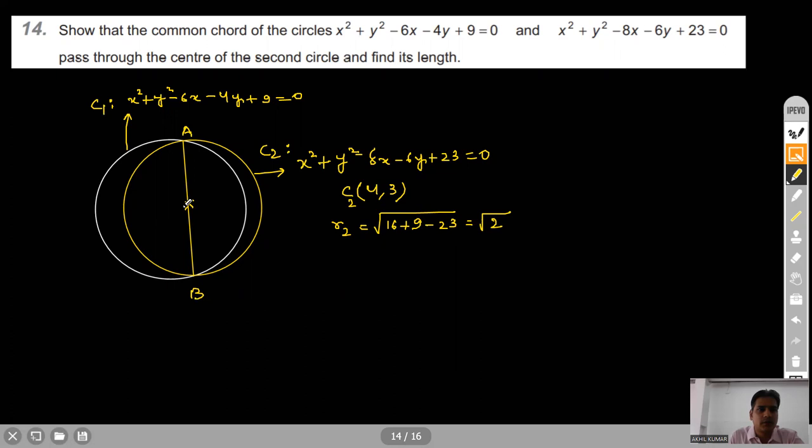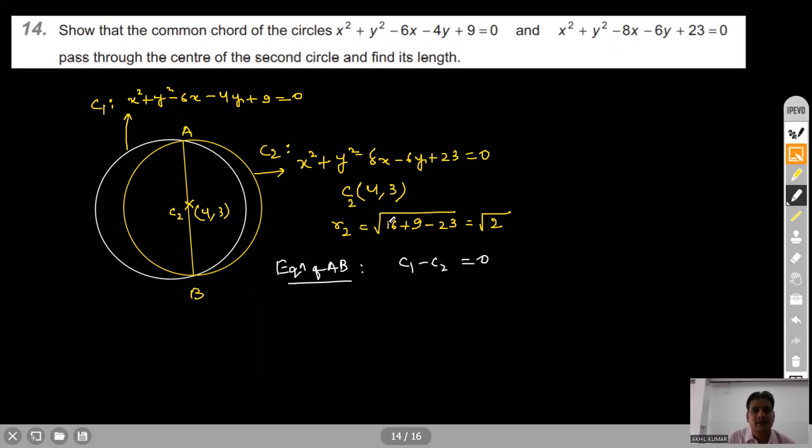This will be the radius of this circle. So let me mark it as this C2. The coordinates of this will be 4, 3, right? So the center of this circle will be 4, 3 and its radius is root 2. So let me write the equation of AB. How can we write the equation of AB? S1 minus S2 is equals to 0, where S1 is this x square plus y square minus 6x.